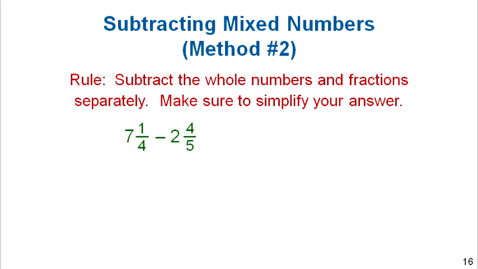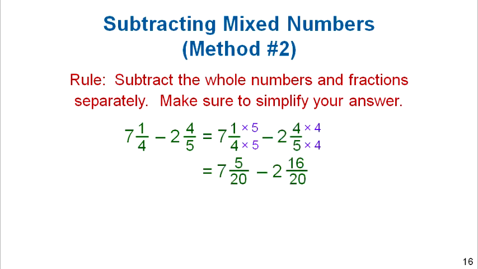Now let's work the same problem again using a different method. To subtract the two fractions using a method I'll call method number 2, you must subtract the fractions and the whole numbers separately. To work this problem using this method, we should begin by getting a common denominator. The least common multiple of 4 and 5 is still 20, and so I will multiply both the top and bottom of the first fraction by 5, and the top and bottom of the second fraction by 4.